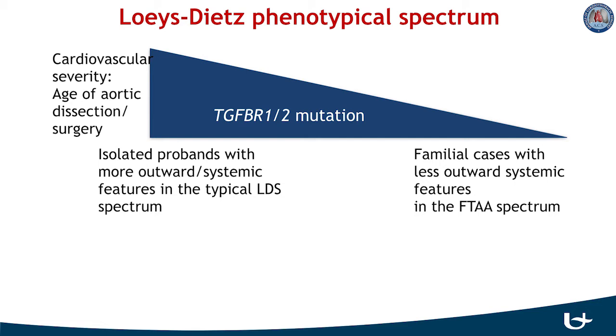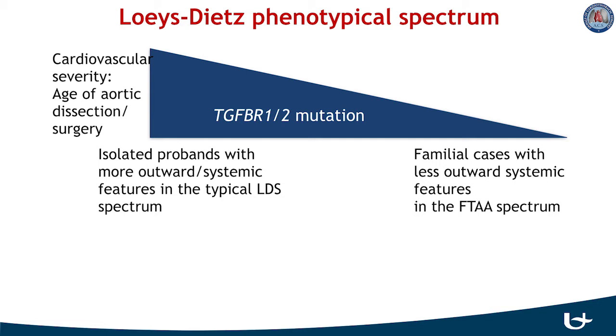diameters. At the other end of the spectrum, we do recognize familial cases with less outward systemic features that belong more into the non-syndromic familial thoracic aortic aneurysm spectrum. It is, however, important to realize that the identical TGF-beta receptor 1 and 2 mutations have been seen in either typical LDS patients or patients with less or no systemic features.